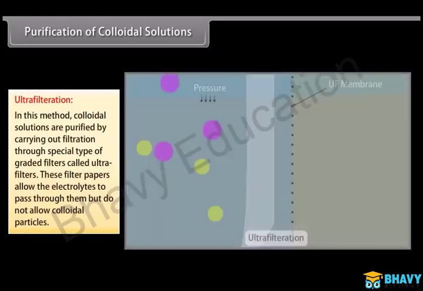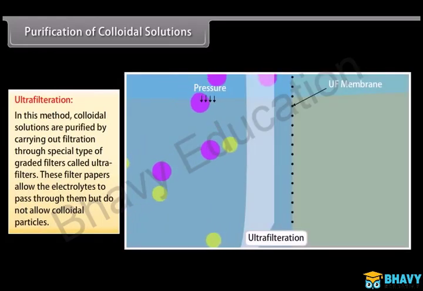Ultrafiltration. In this method, colloidal solutions are purified by carrying out filtration through a special type of graded filters called ultrafilters. These filter papers allow the electrolytes to pass through them but do not allow colloidal particles.